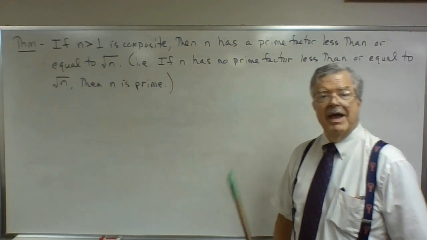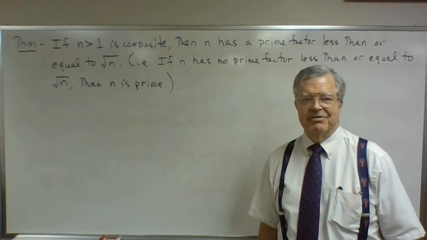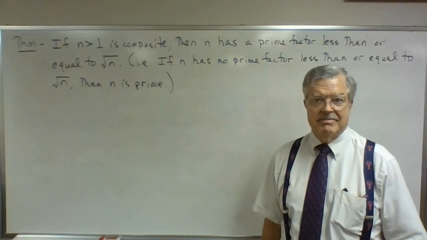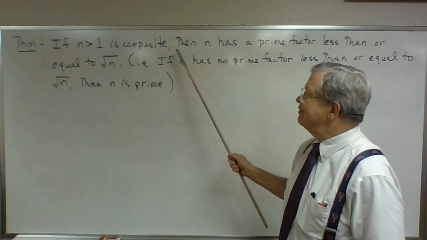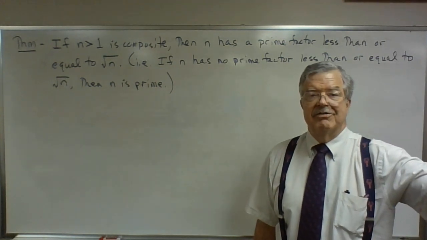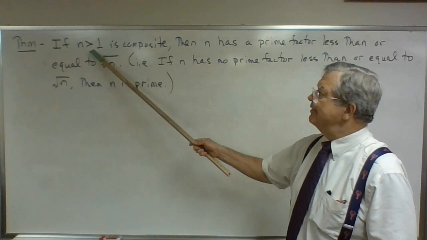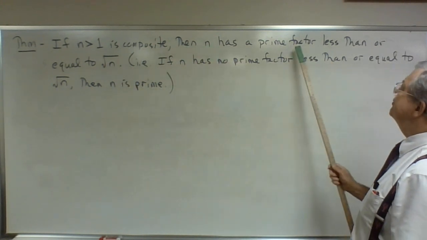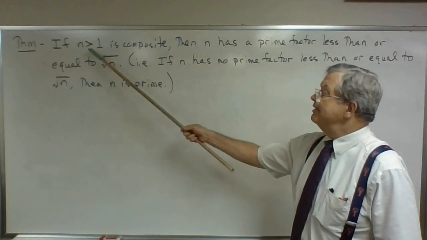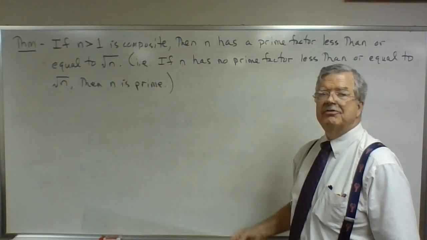Here's a good theorem. What makes it a good theorem is that it's very useful when we're testing large numbers for primeness. If we're trying to determine whether a large natural number is prime, this makes it easy for us. It keeps us from having to look for candidates of factorization where they don't exist. The theorem says if n greater than 1 is composite, then n has a prime factor less than or equal to its own square root.